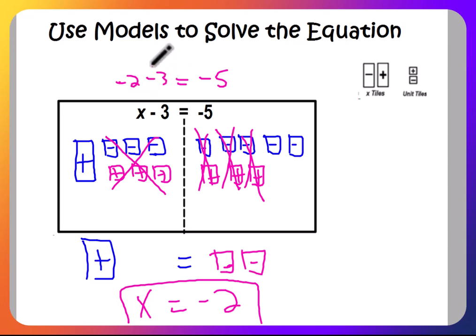So now I'm going to combine. The signs are the same. You add them and you keep the same sign. -5, does that equal a -5? It does. We solved it correctly.